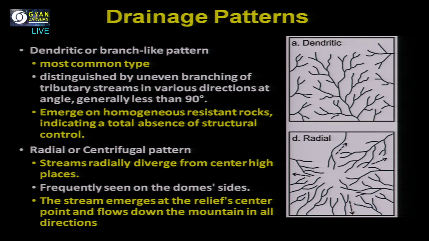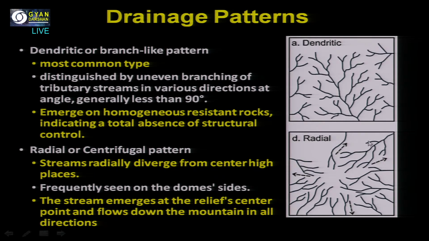The other pattern is the radial pattern, and we also call it the centrifugal pattern, because as you can see in this figure, the streams radially diverge from the center to the high places. This structure is frequently seen on the sides of domes. As this figure clearly depicts, the streams emerge at the relief center, this center point, and flow down the mountain in all directions.